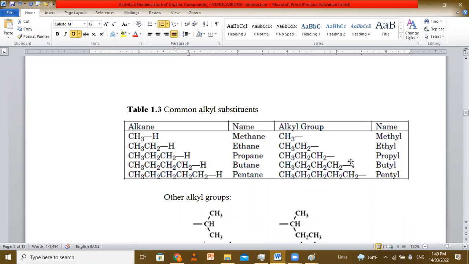So you add yl. If you have two carbons, from the word ethane, minus one hydrogen, you call this one CH3, CH2. Ethane is CH3, CH3, minus the hydrogen, you have the ethyl. Propane, your substituent will become propyl, minus one hydrogen. Butane, your substituent becomes butyl, minus one hydrogen, and pentyl with 5 carbon atoms, minus one hydrogen.